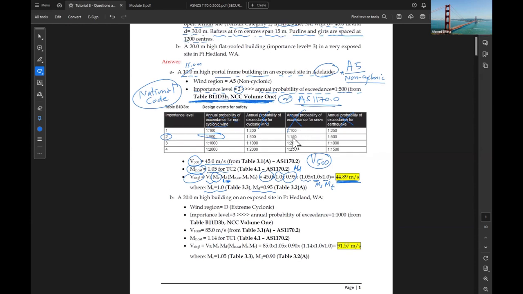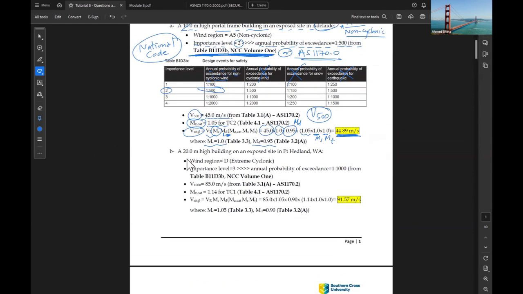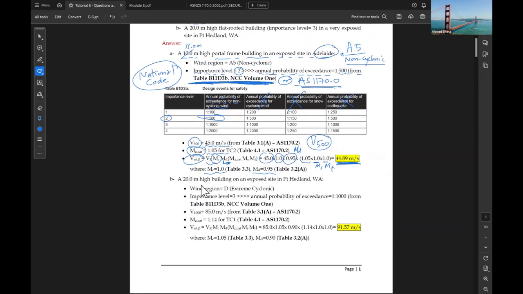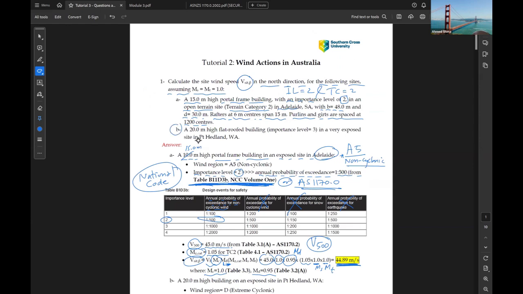Okay, do you have any problem with this one? It's just a simple one. So the second one is a 20-meter height building, a flat roofed building, importance level 3, in a very exposed site at Port Hedland, WA.